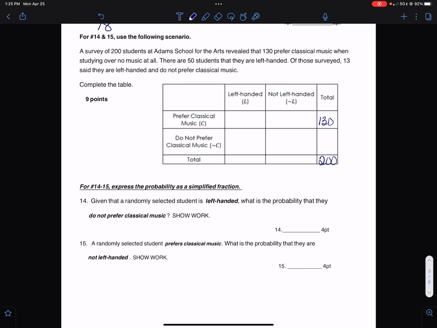And there are 50 students that are left-handed, so that is the total for the left-handed. And 13 said they are left-handed and do not prefer classical music. So that is one of those 4 groups. So left-handed and do not prefer classical music. Now that's the information that they gave us. We've got to find that missing information.